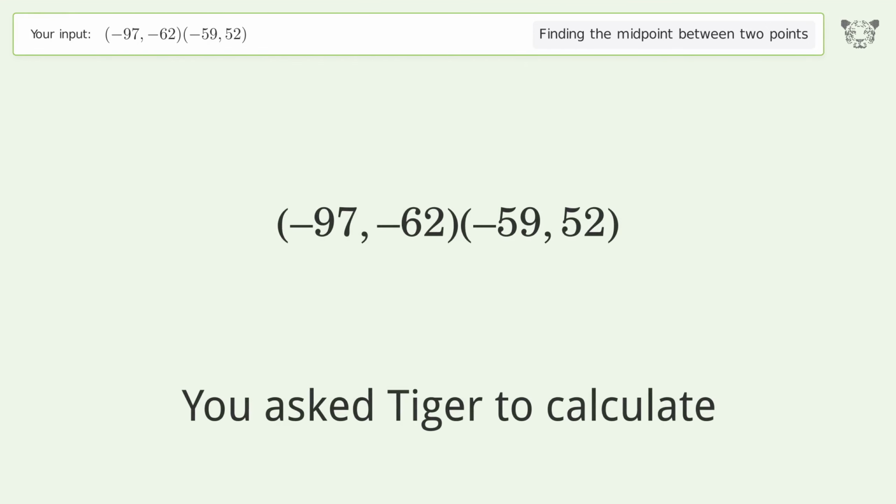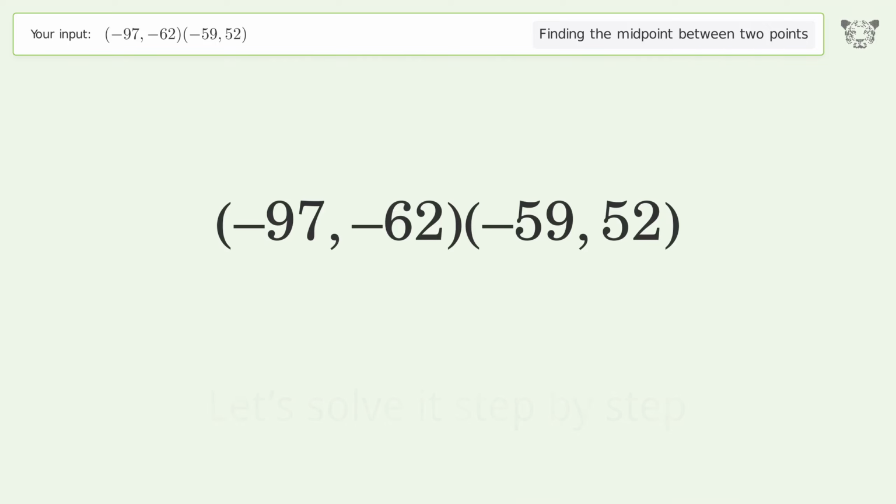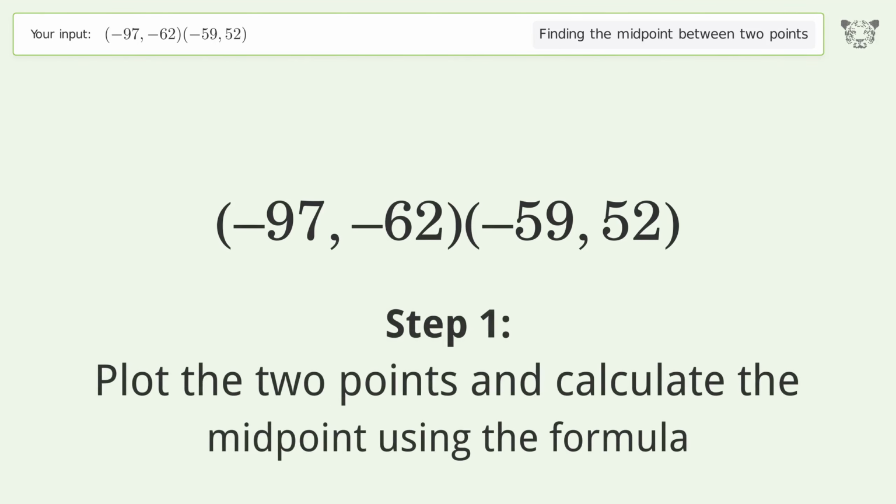You ask Tiger to calculate. This deals with finding the midpoint between 2 points. The midpoint between the 2 points is -78, -5. Let's solve it step by step. Plot the 2 points and calculate the midpoint using the formula.